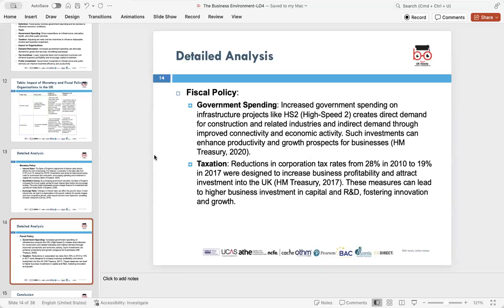By creating a favorable tax environment, the government aims to stimulate business activity and attract foreign direct investment, which can lead to job creation and technological advancements.